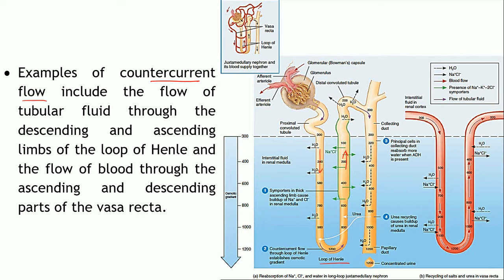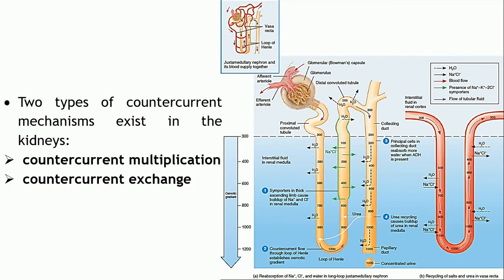What is the second place where it happens? Yes, that is in the vasa recta, which is supplying the loop of Henle. Now in which direction is the blood moving? In the descending part of the vasa recta, the blood is moving in this direction. And in the ascending part, in which direction is blood moving? It's in the opposite direction. So that's again a countercurrent flow, right? So this countercurrent flow makes it possible for this osmotic gradient to be maintained.